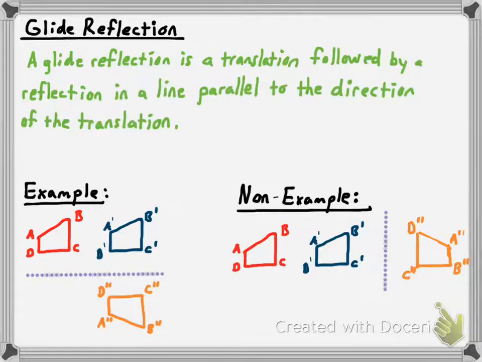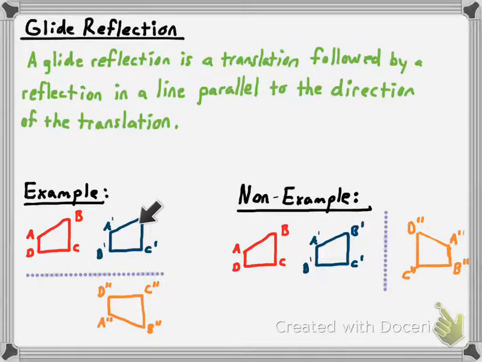Now that last part is going to take a little bit of a description, and that's exactly what this example and non-example down here of a glide reflection is supposed to accomplish. You're going to see that in this first example, I've got a quadrilateral ABCD, and then I've got A'B'C'D', and then I've got A''B''C''D''. In other words, this is a composition.